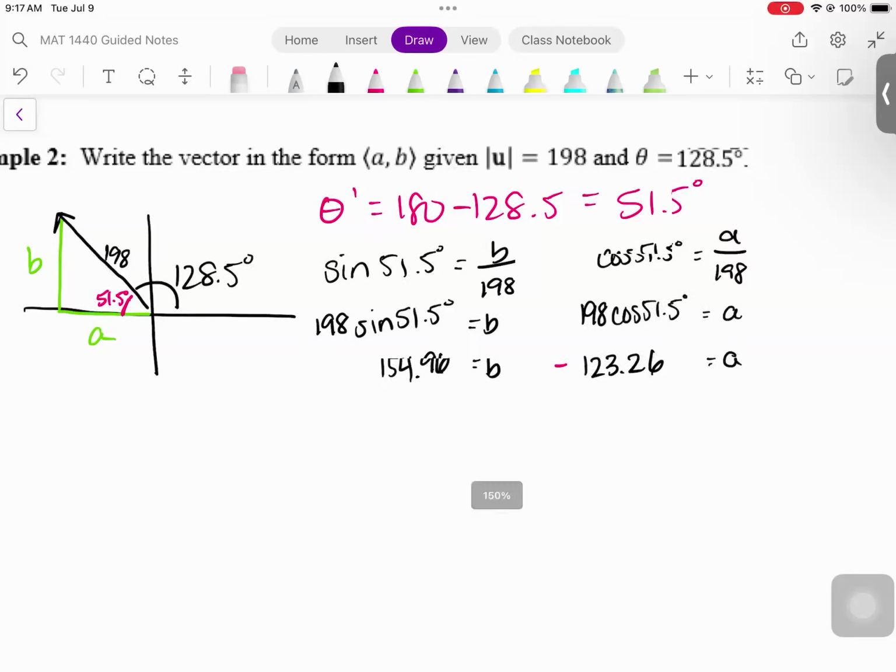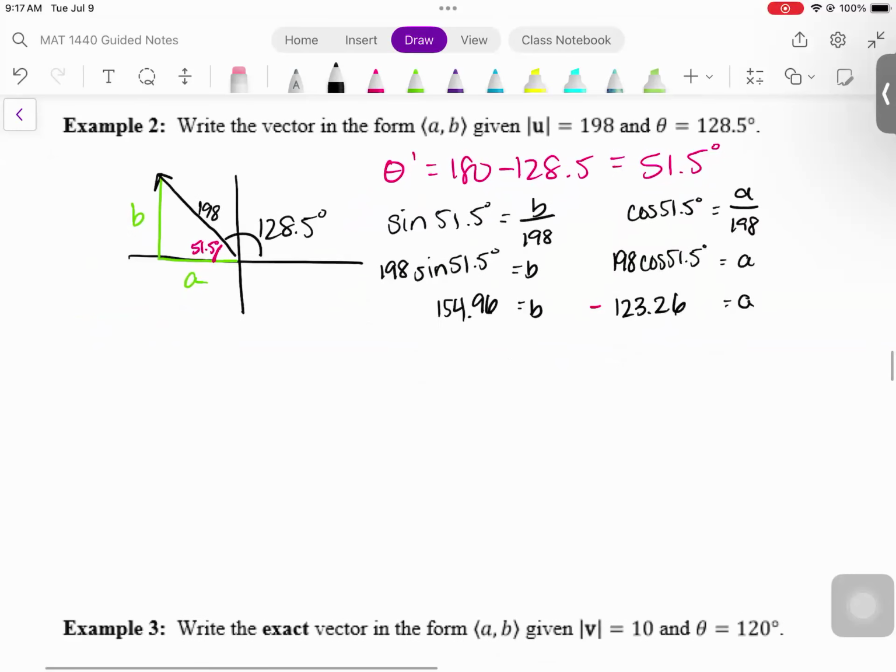So now we have our coordinates of that position vector, A and B. Our vector is going to be negative 123.26, 154.96.